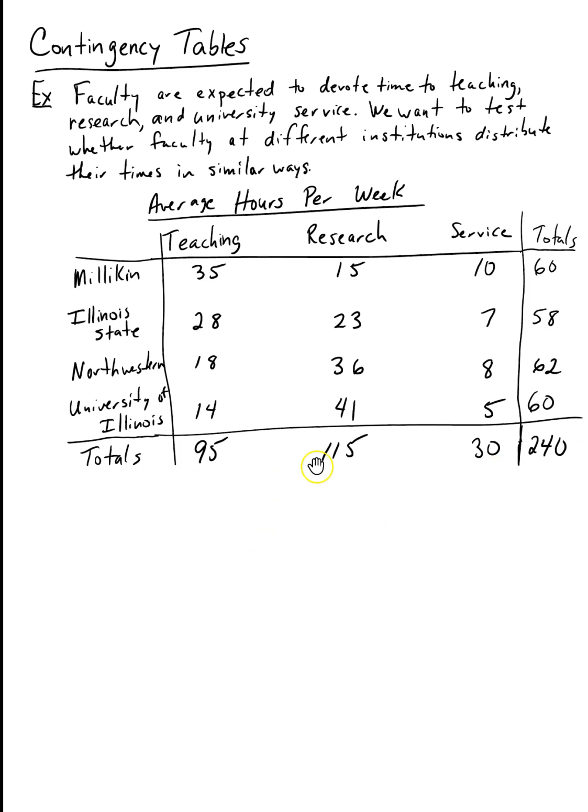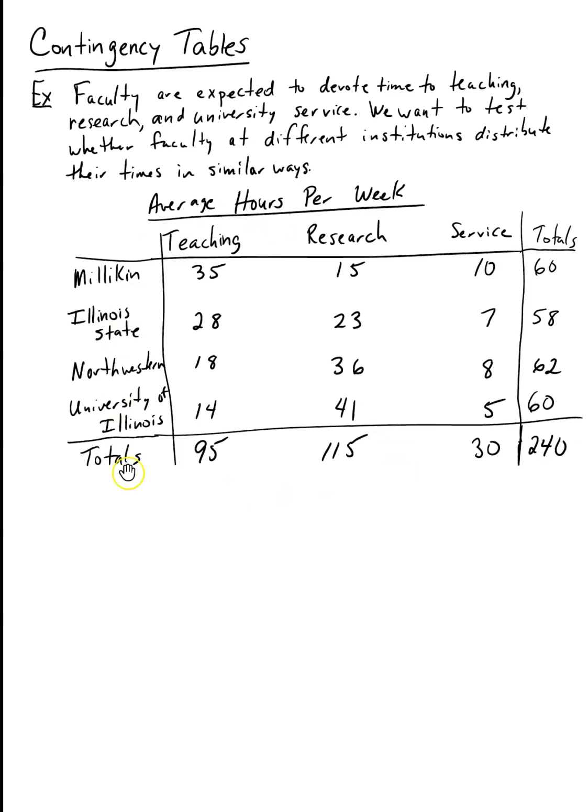So we can estimate a probability that any particular observation is a teaching observation, or a research observation, or a service observation, just by taking those fractions. We can do 95 out of 240 as the probability that a particular observation lands in teaching. It doesn't matter across the populations, because again, we're trying to see if they distribute their time in similar ways. So the null hypothesis is going to be that these probabilities down a category are all equal.